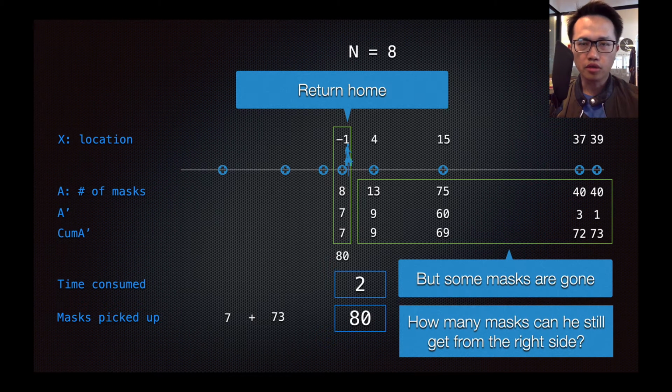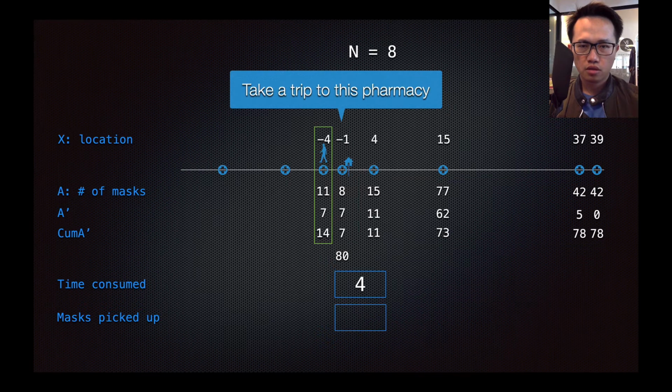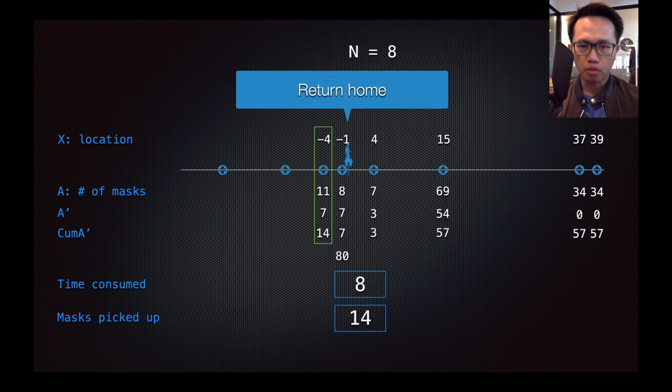Now let's consider another scenario. He takes a trip to the second pharmacy to the left, and he picks up 14 along the way, and then he turns right back home. 8 seconds have elapsed, and some masks are gone on the right hand side. Only 57 is left. And then he had 14 from the left hand side, remember? And that's a total of 71. Not as good as the first scenario, right?